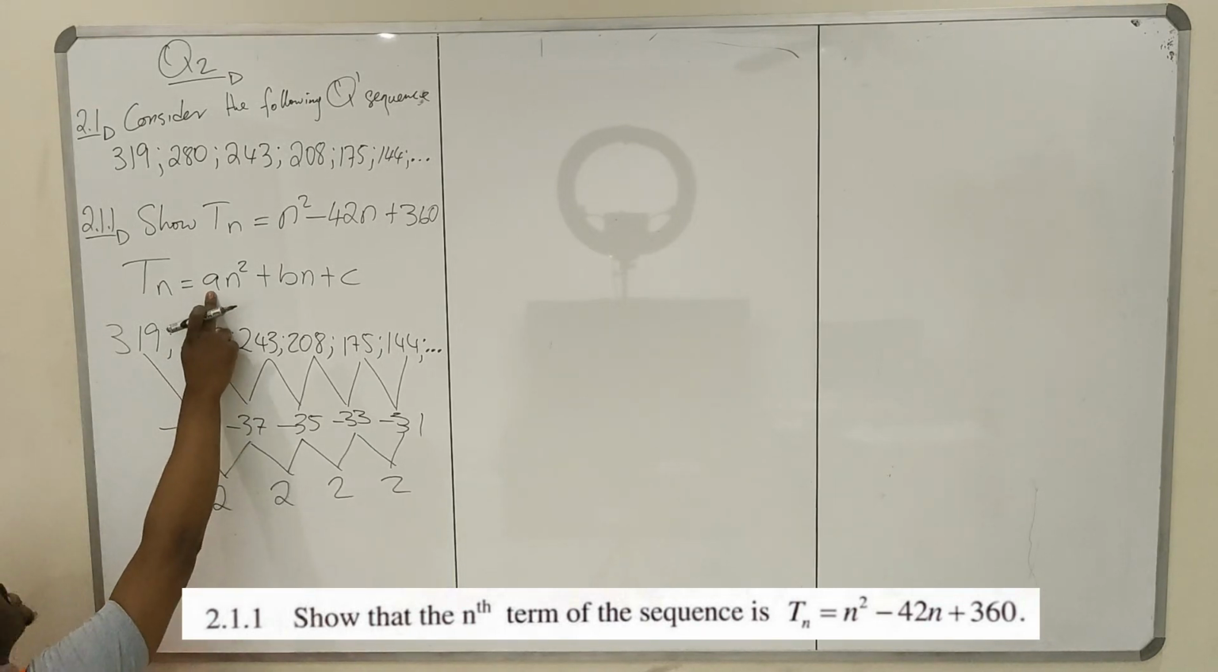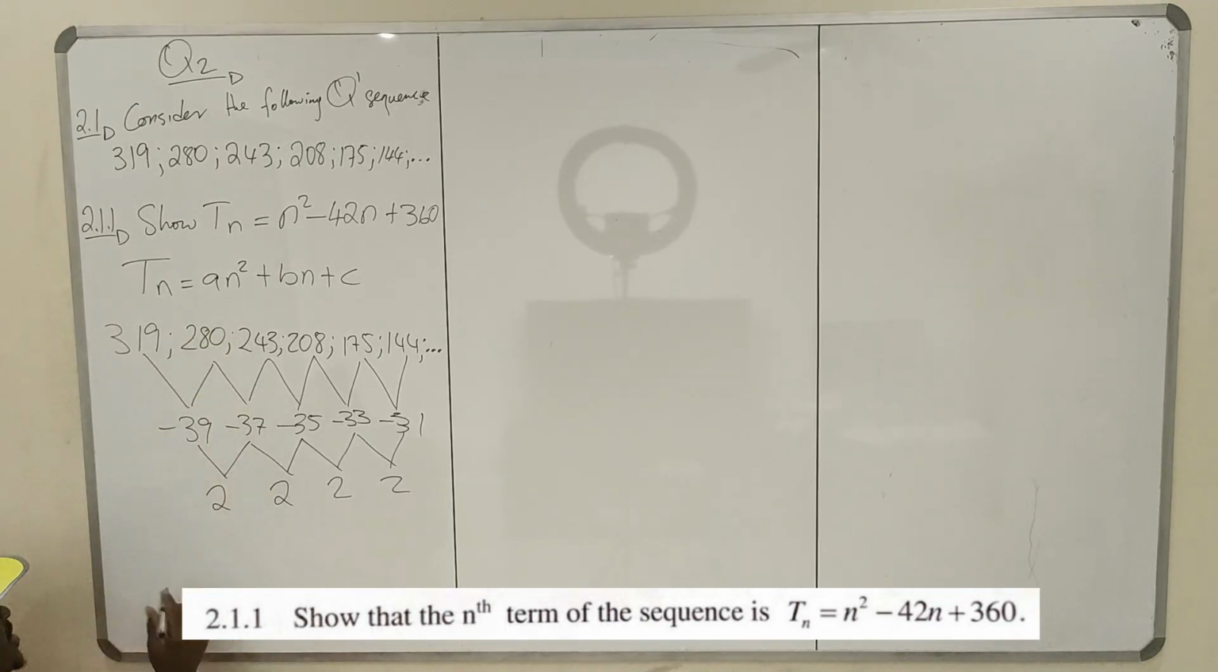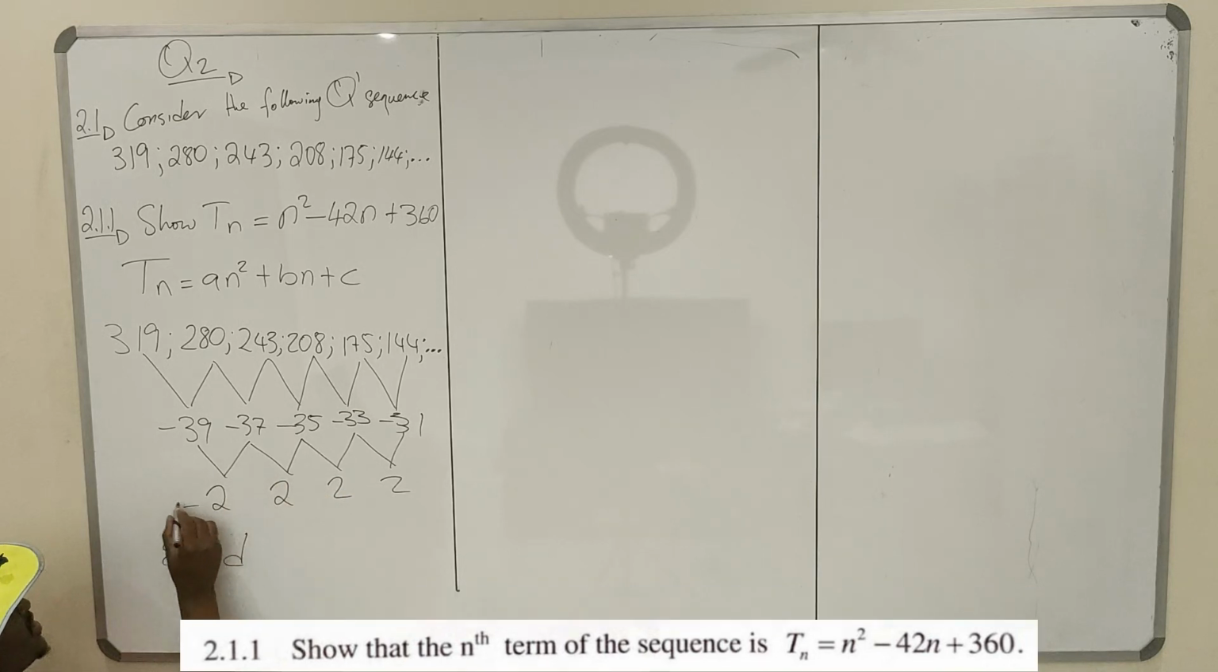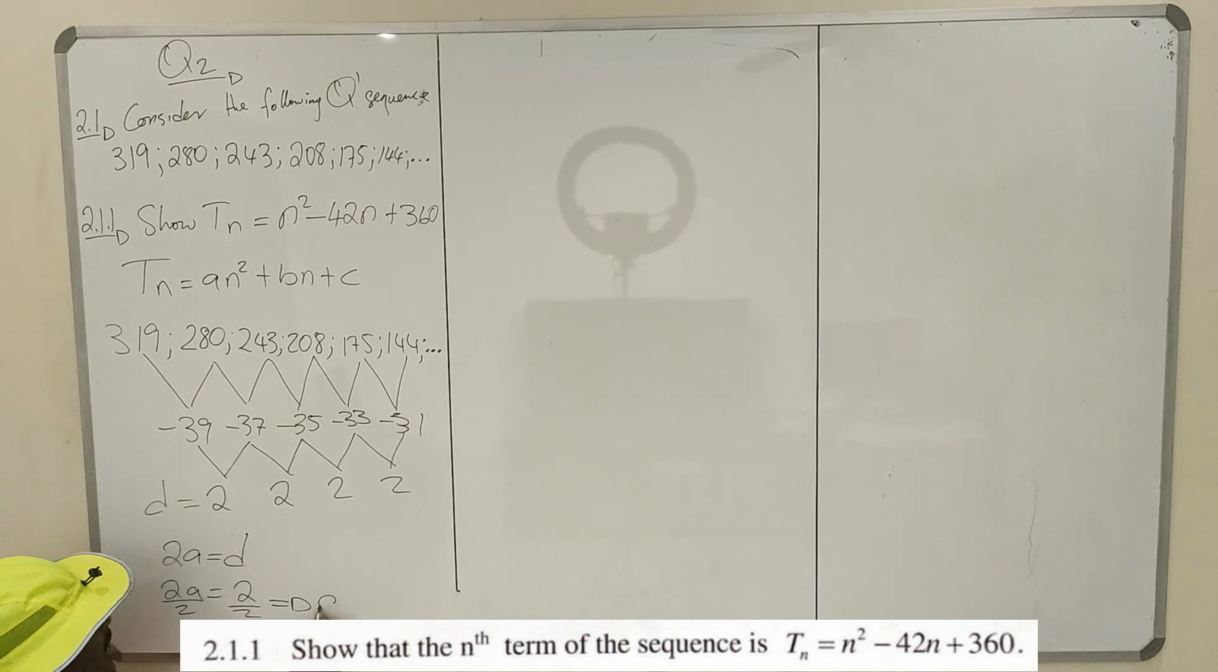So to find a of this general term, you know that 2a is equal to D, where D is the second common difference. This is D, the second common difference. So 2a is equal to 2. Then divide by 2, divide by 2. You get that a is equal to 1.